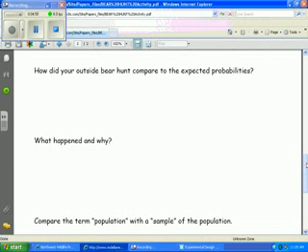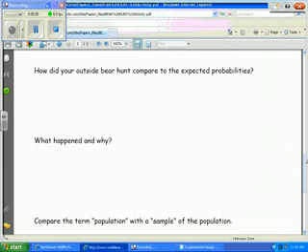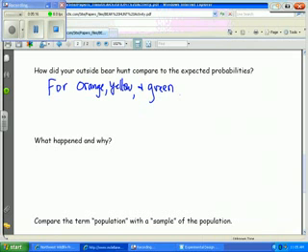So what could I write there? Okay, good. Very good. So we could say for orange, yellow, and green, our experiment was close to actual data.